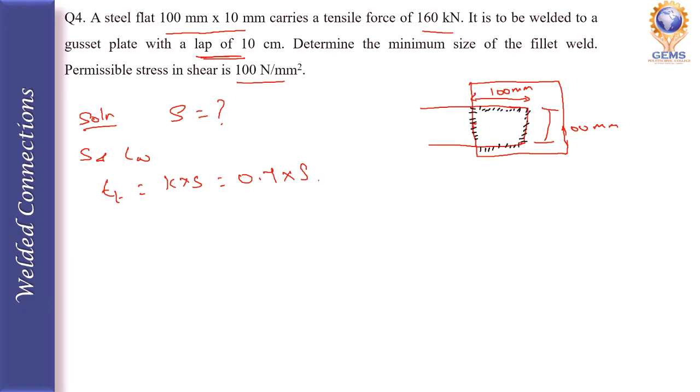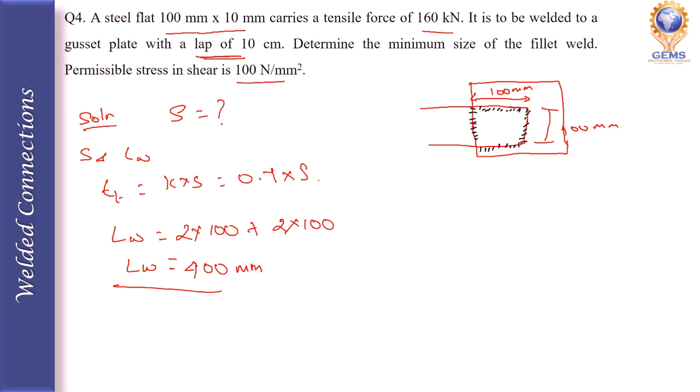So from that we can find the LW easily because we are assuming all four sides are welded. The overlap is already given in the question as 100 mm, and the side is also 100 mm. So 2 into overlap plus 2 into side is equal to 400 mm. So LW is 400 mm.